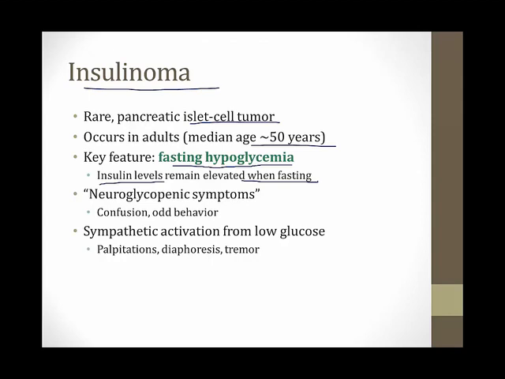These patients classically develop symptoms of confusion and odd behavior from hypoglycemia. These are sometimes called neuroglycopenic symptoms. In addition, they tend to have symptoms of sympathetic nervous system activation from low glucose, so they will present with complaints like palpitations and diaphoresis and tremor.